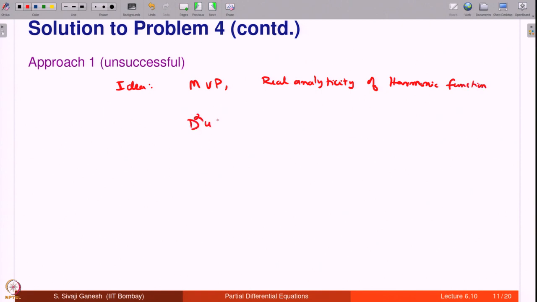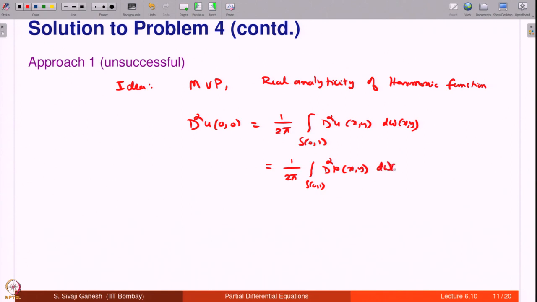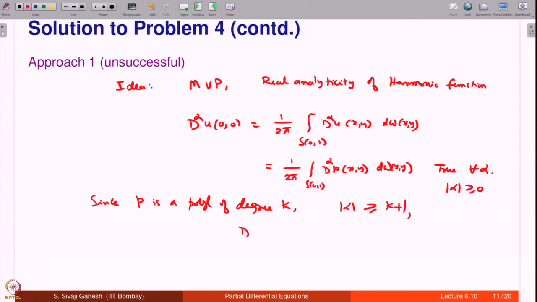So, the mean value property gives us that d alpha u at 0 0 equals 1 by 2 pi integral on the unit circle of d alpha u at x y d omega of x y. That is nothing but 1 by 2 pi integral on S of 0 1 of d alpha, but on the unit circle u equals p, therefore it is d alpha p of x y d omega of x y. This is true for all alpha, that is mod alpha greater than or equal to 0. But since p is a polynomial of degree k, whenever mod alpha is bigger than or equal to k plus 1, we get d alpha u at 0 0 is 0, because d alpha p is 0.